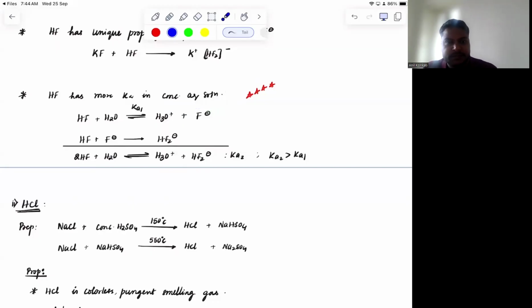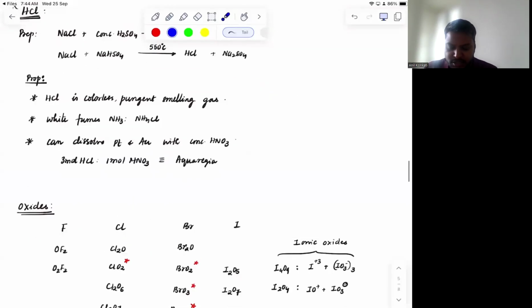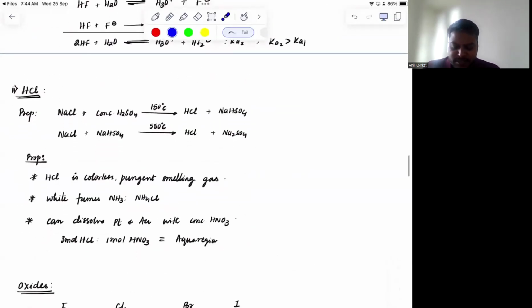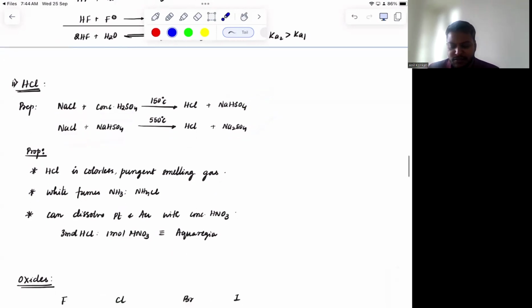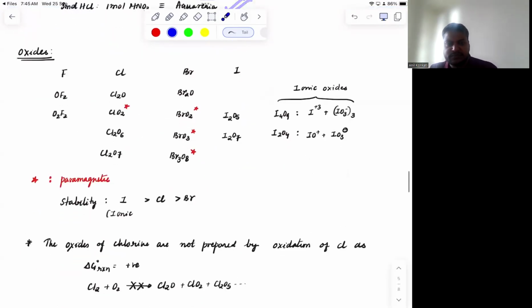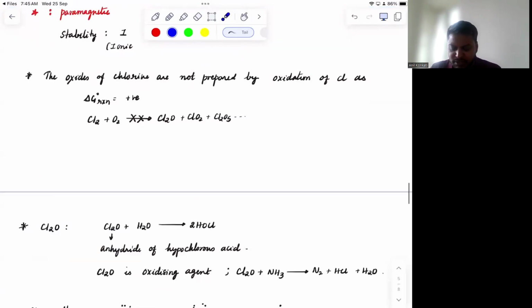And guys, next, check out HCl and HBr. When it comes to HCl, NaCl plus concentrated H2SO4 will give you HCl and NaHSO4. HCl is a colorless, pungent smelling gas, gives white fumes with ammonia, and with concentrated HNO3 can dissolve platinum and gold, what we call aqua regia.